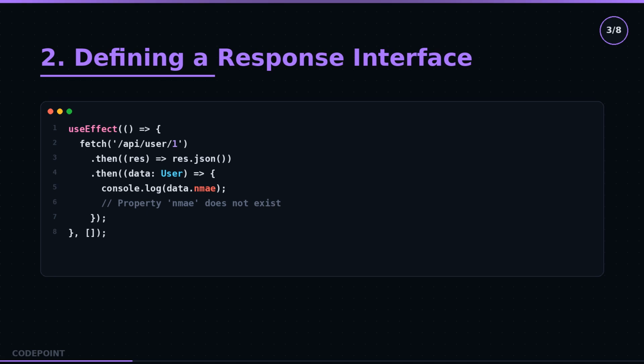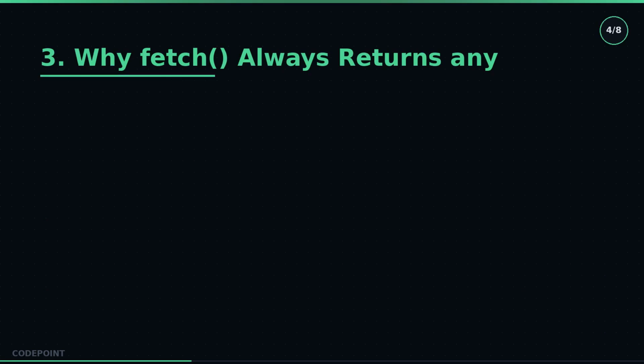Mention in passing. Where do you get the shape for this interface? From your API docs, from the backend team, or by pasting a sample JSON response into a tool like QuickType to generate it automatically? Link in the description.